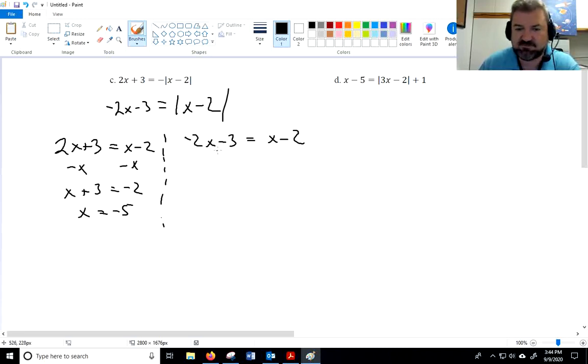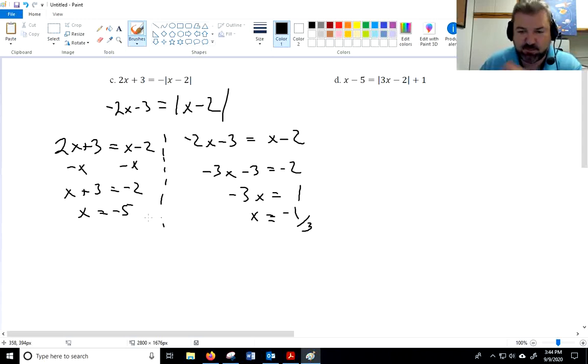All right, over on this one, I'm going to subtract x from both sides. Gives me negative 3x minus 3 equals negative 2. I'll add the 3 to the other side. And I get x is equal to negative 1/3. Now, at this point, I need to check. Let's try the negative 5 first.